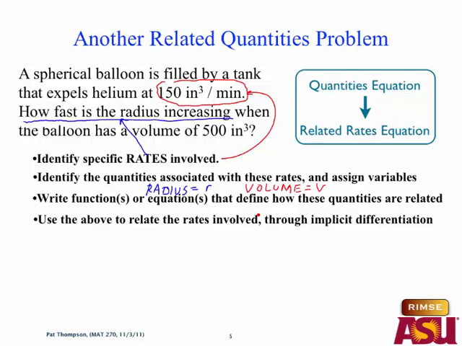Okay, let me talk through it. So the rates, see how you did, okay? The rates involved are this 150 inches cubed per minute, and then it's mentioning how fast the radius is increasing. Okay? So those are the rates. So what quantities are associated? Well, the first one, 150 inches cubed per minute, that's a rate of change of volume, because it's inches cubed per time. So the associated quantity is volume of helium in the balloon.